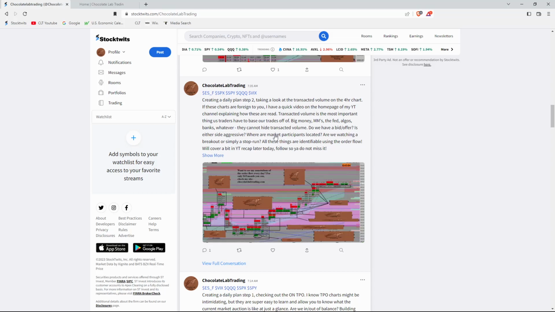Do we have a bid, an offer? Is either side aggressive? Is either side passive? Where are market participants located, right? Do we have a huge bid or a huge offer? Are we watching a breakout or simply a stop run, right?